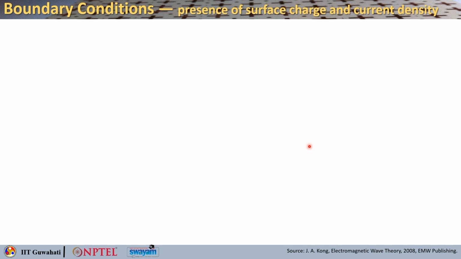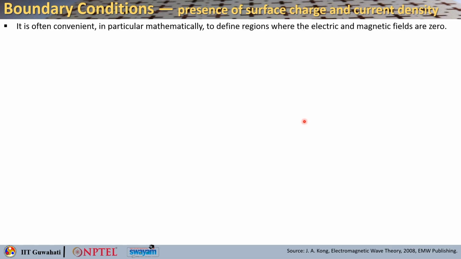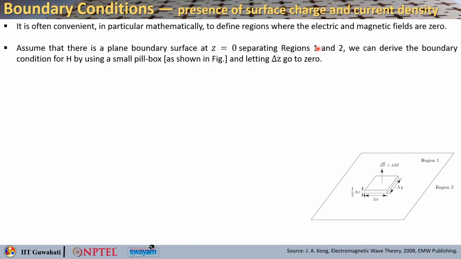Now, let us consider the case when surface charge and current density are present, and we will see that this particular concept has a lot of practical usage. It is often convenient, in particular mathematically, to define regions where electric and magnetic fields are 0. Let us assume here that there is a plane boundary surface, z equals 0, as you can see, which separates the two regions, region 1 and region 2.